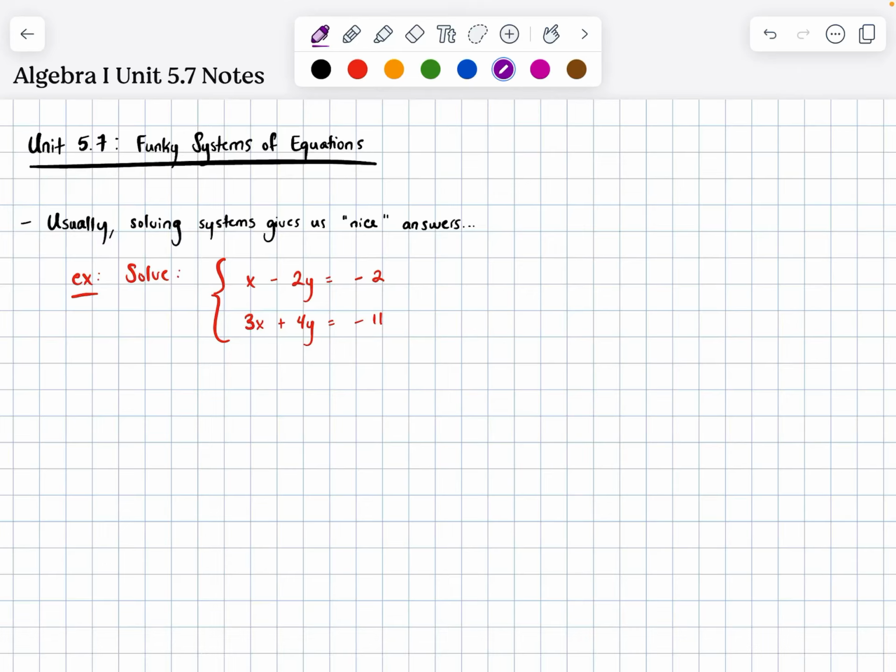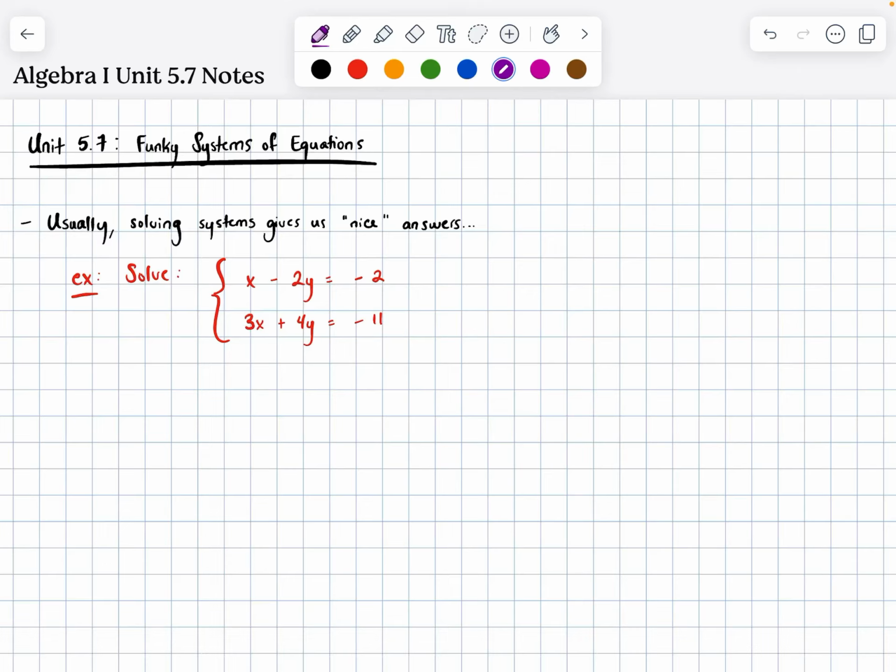The Merriam-Webster English Dictionary defines the word funky as, quote, having an offensive odor. Systems of equations, of course, are math. They have no smell. And if they did, they would obviously smell amazing. So I personally take offense to this definition.